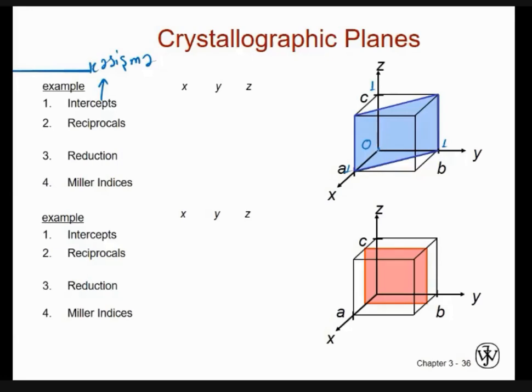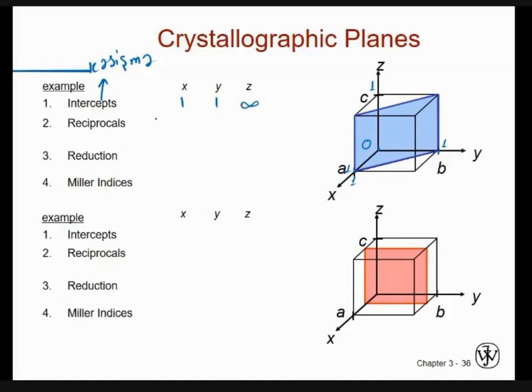So at which point this plane intersects x-axis? It will be 1, isn't it? That's our intersection point, 1. For y-axis, this plane intersects y-axis at point 1, and it does not intersect z-axis. This z-axis and this plane is parallel to each other, so intersection will be infinity.